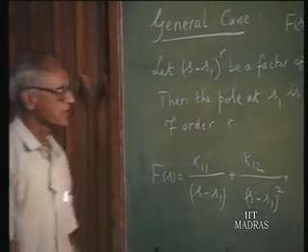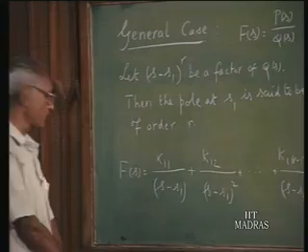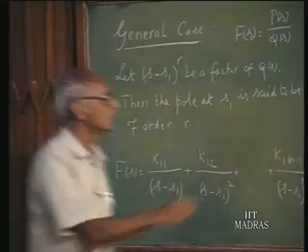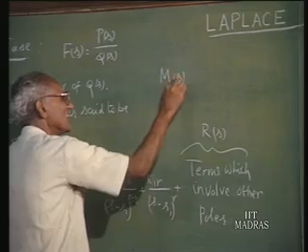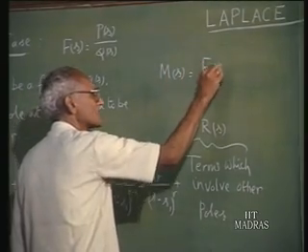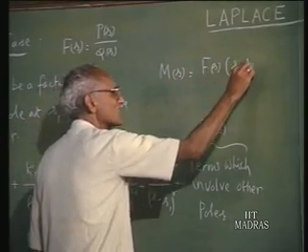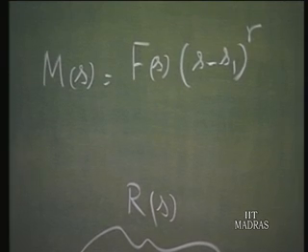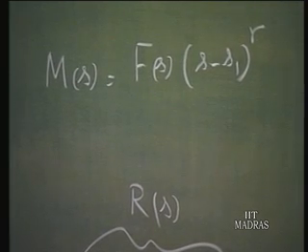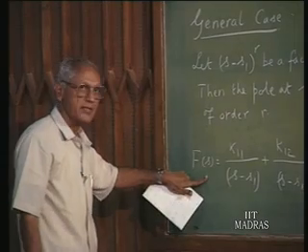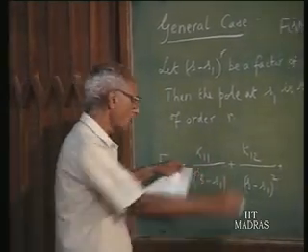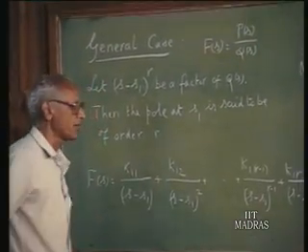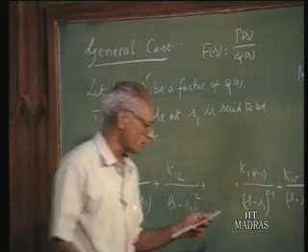Okay. Now, taking the q from the example which we discussed just now, let me say m of s is obtained by multiplying f of s by s minus s1 raised to the power of r. So this is the partial fraction expansion of f of s. You multiply this by s minus s1 raised to the power of r, then this entire group of terms will be multiplied by s minus s1 raised to the power of r.